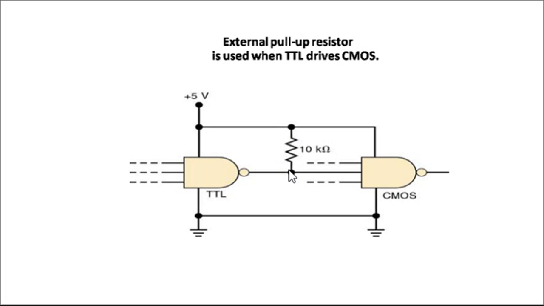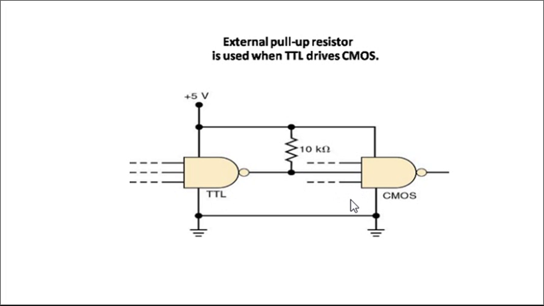The pull-up resistor causes the TTL output to reach approximately 5 volts in the high state, thereby providing an adequate CMOS input voltage level. So it is called an external pull-up resistor. Why? Because the output generated by this TTL is not enough to drive this CMOS IC. In that case, we can add a 10 kilo ohm resistor to the output, and it will now drive the CMOS IC. So these are the interfacings.